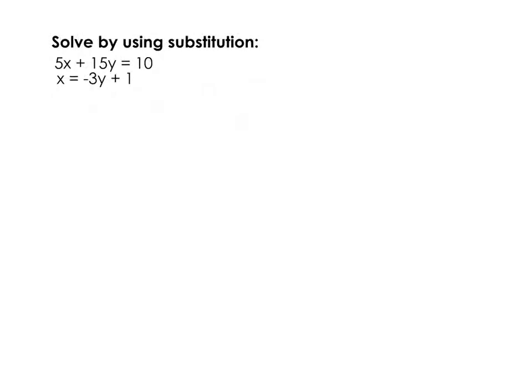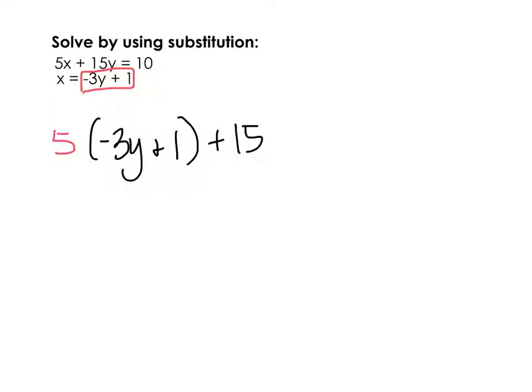Let's try this next one. We see x is already solved for, so I can plug this right in. That gives me 5 times (negative 3y plus 1) plus 15y equals 10. Now, one way to check yourself and make sure that you're doing these right, if when you've written your equation you have all one variable, so all x's or all y's like you see here, you know that you wrote your equation correctly. Now I'm going to distribute.